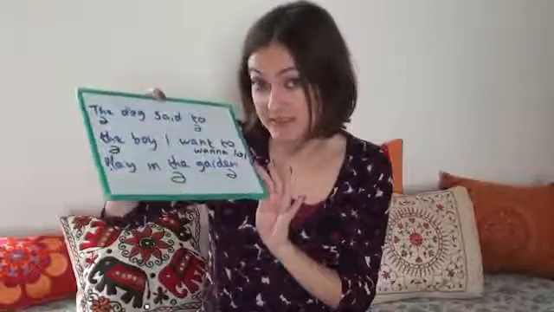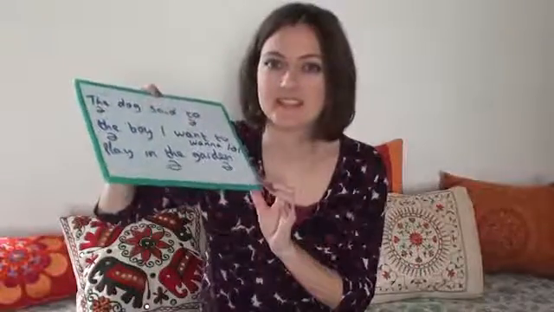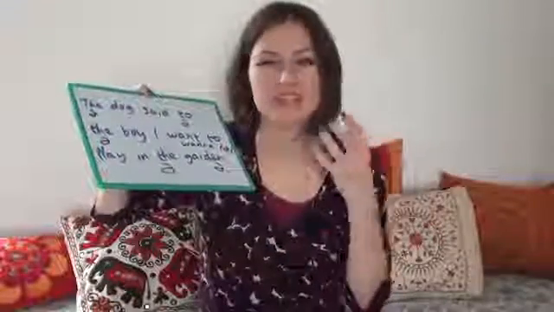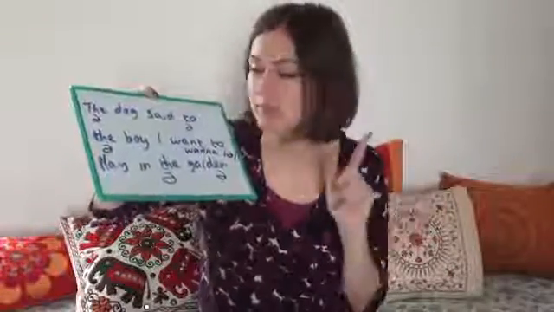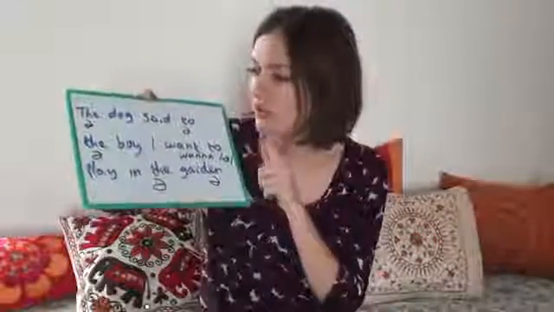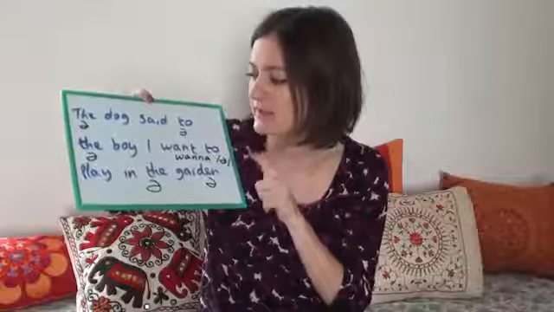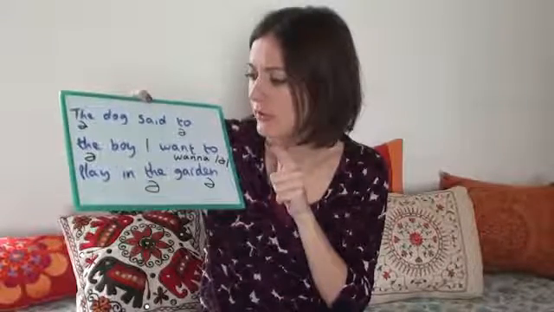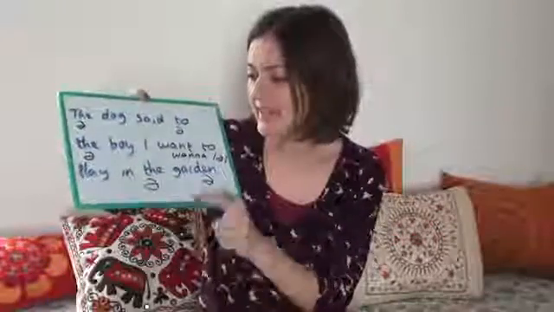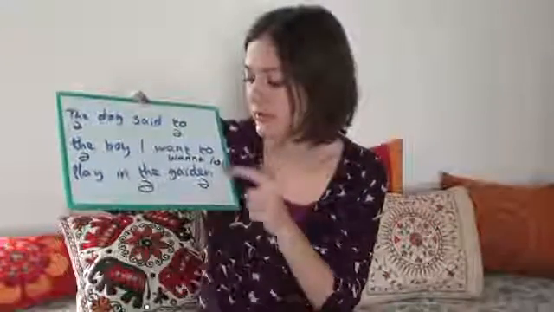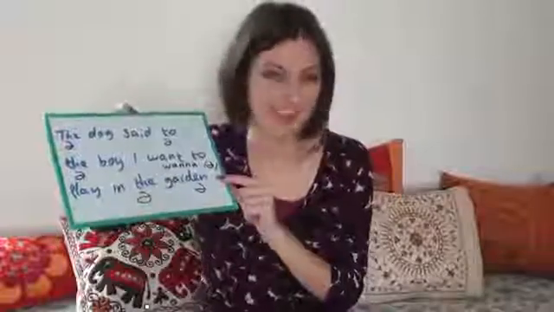So here's the sentence. First, I'll read you the sentence by taking out all of the rhythm. I'll be reading it to you like the child voice that I did earlier. It will sound like this. The dog said to the boy, I want to play in the garden. It just doesn't sound very good like that.